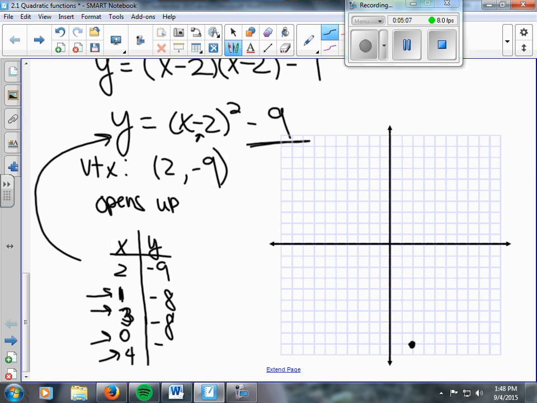0 will give me negative 5, and 4 will give me negative 5 as well. So I have negative 8. I went up 1, over 1, up 1, and then over 2, up 4, which is what a graph usually does if there's no stretching or shrinking from the vertex. I should probably make sure I have these intercepts right, but I'm not going to take the time. I have some nice points there.